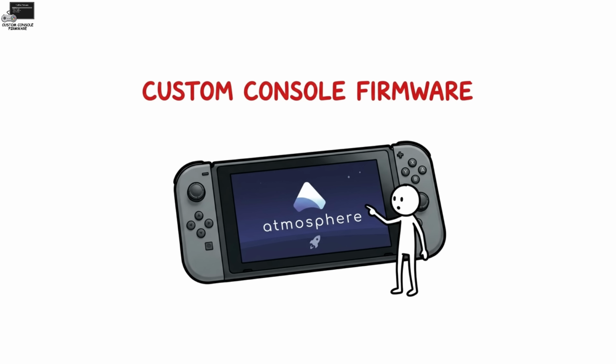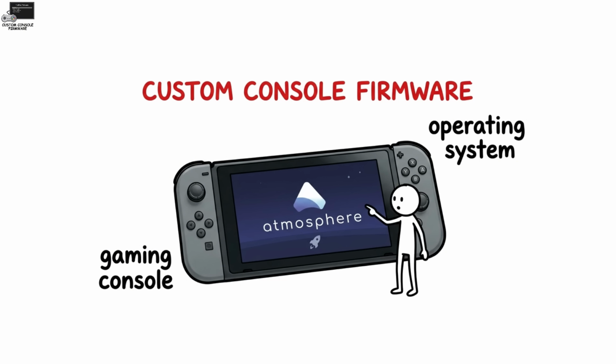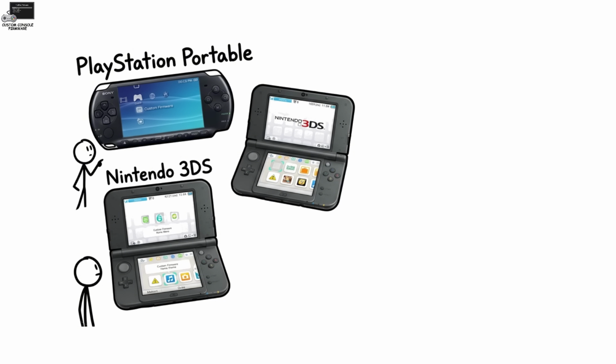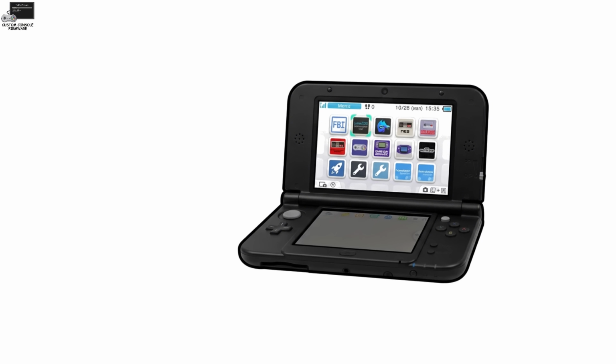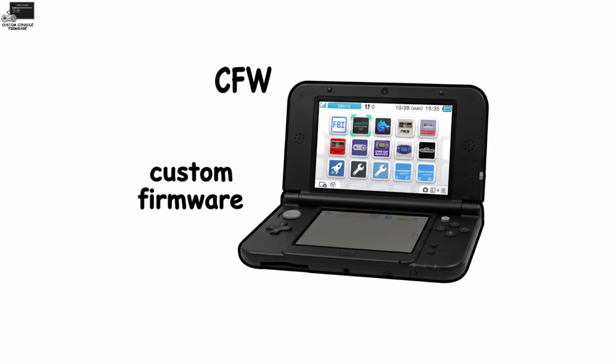Custom console OS. This means modifying the original operating system on a gaming console. The most famous examples are the PlayStation Portable, Nintendo 3DS, Wii, and Nintendo Switch. People install custom firmware, called CFW, to run homebrew software, use emulators, or play pirated games.